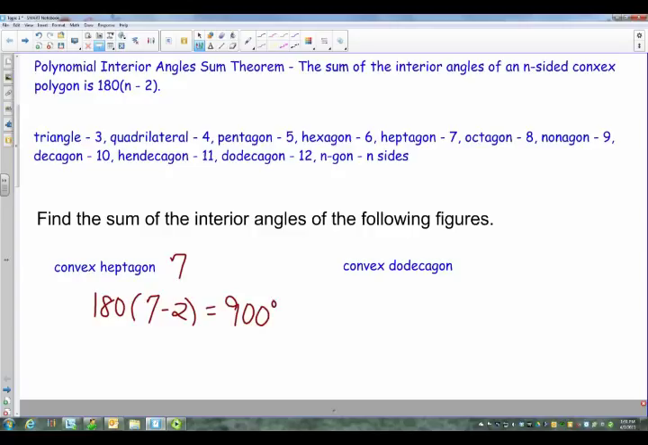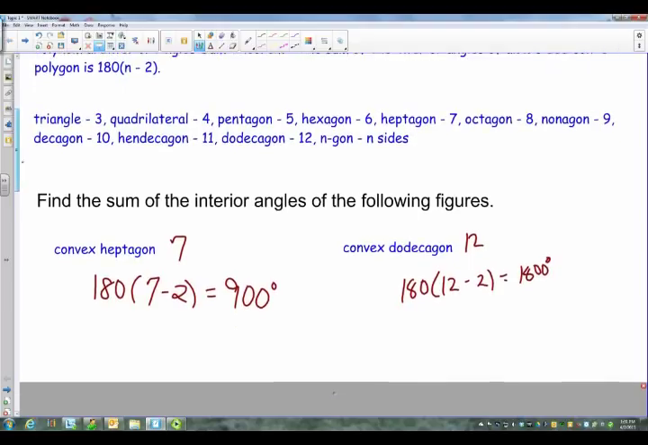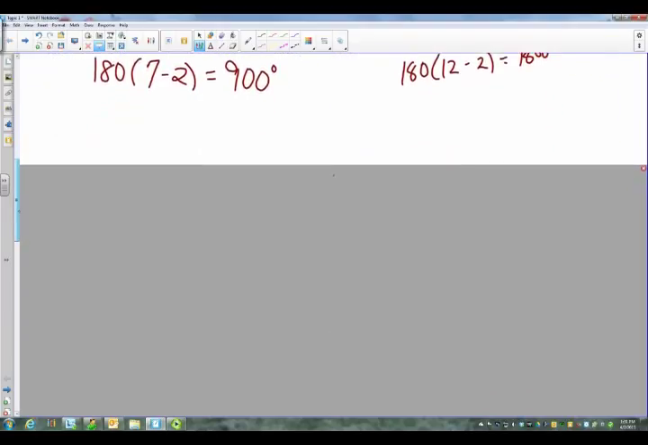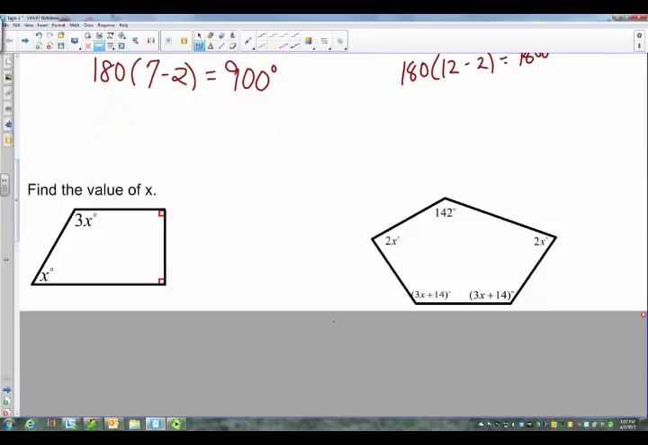Okay, dodecagon is 12, so you're going to take 180 times 12 minus 2, which is 180 times 10, or 1800 degrees for that figure. So that's what this is talking about. It allows us to look at a few different figures and solve some problems that deal with those. But that's a very useful formula that you're going to see.